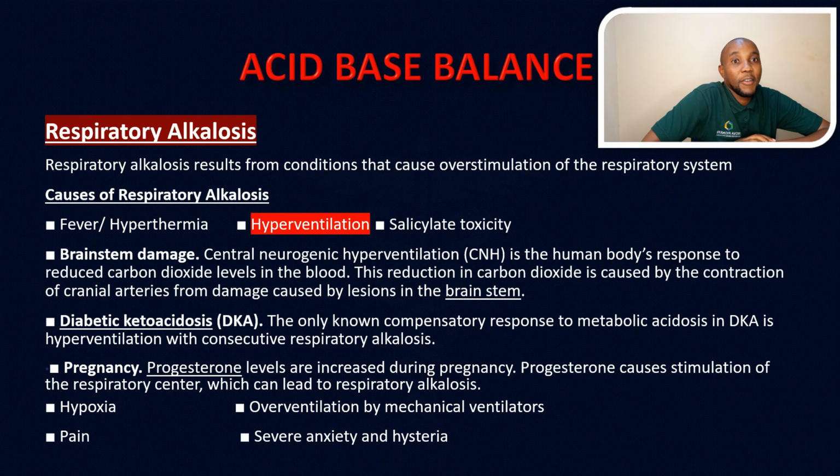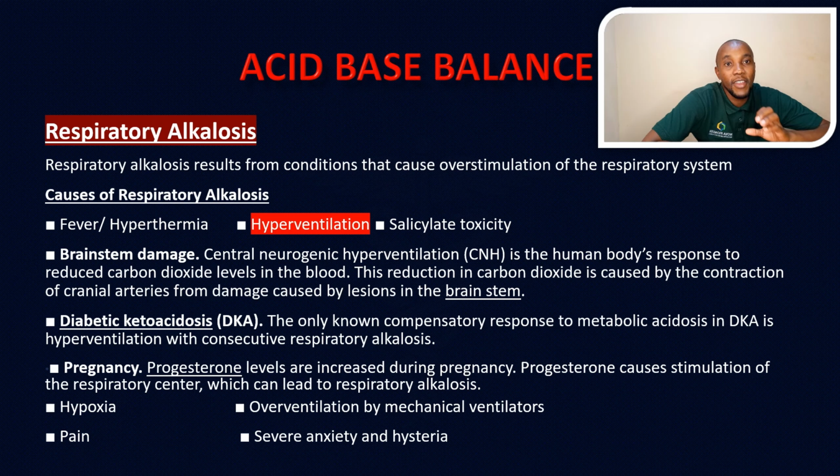We now look at our next acid-base imbalance, which is respiratory alkalosis. This one results from conditions that cause overstimulation of the respiratory system. Remember, when we have overstimulation of the respiratory system, we now have hyperventilation. In acidosis, we had hypoventilation. Now with alkalosis, it is hyperventilation. As the pH goes up, so goes my patient. Always remember that. So in alkalosis, the pH is higher, so everything will go high.